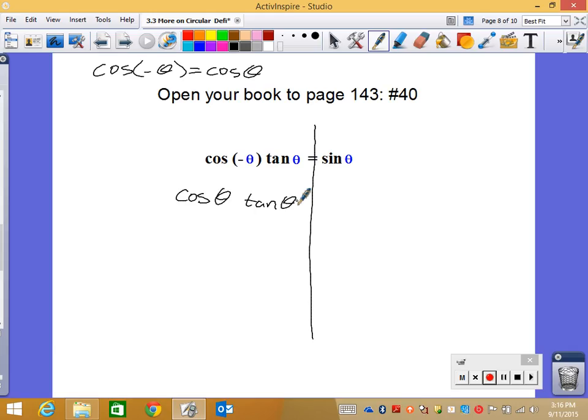Let's rewrite tangent theta. We know tangent theta is sine theta over cosine theta. My cosine theta is canceled, and I'm left with sine of theta. Smiley face at the end. So we can even use these even and odd function relationships to prove identities, which is going to come in really handy later on.